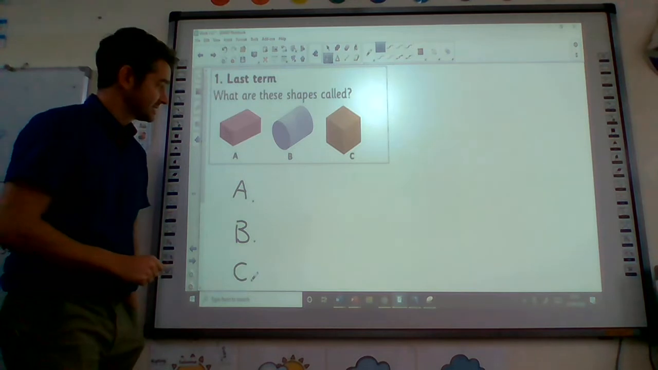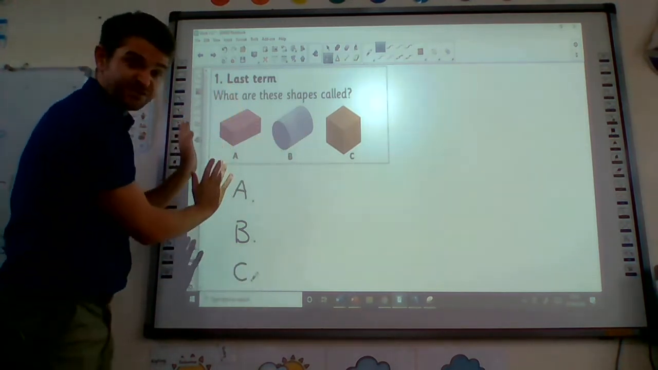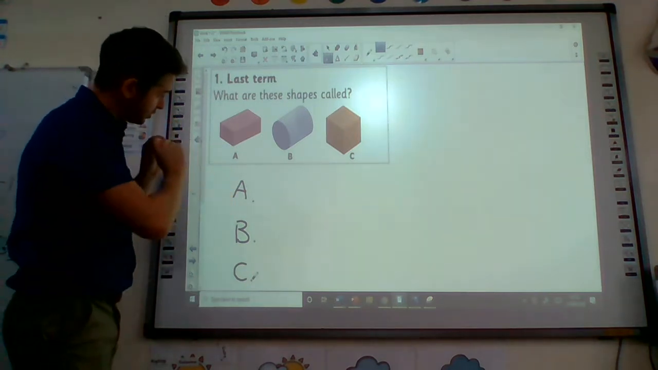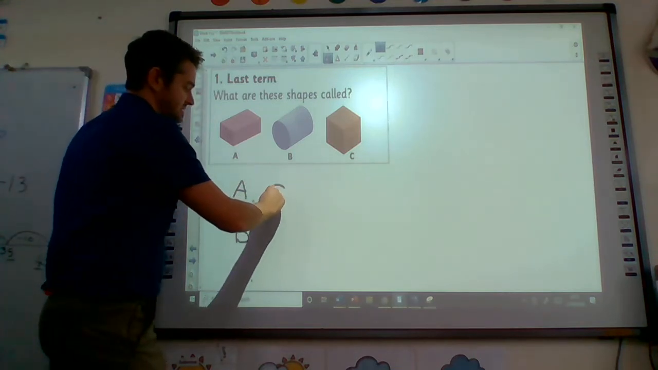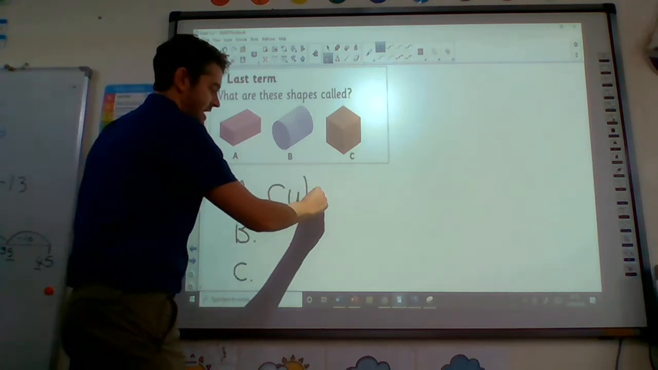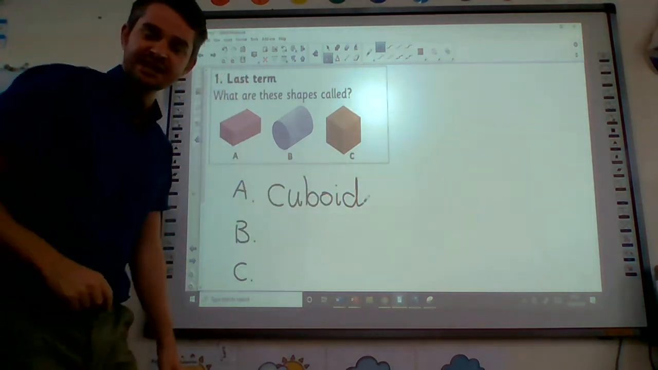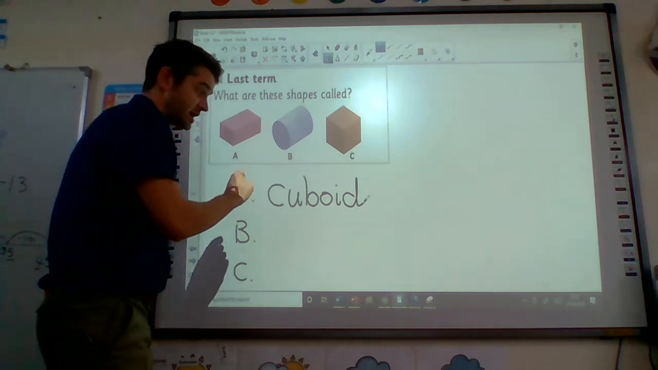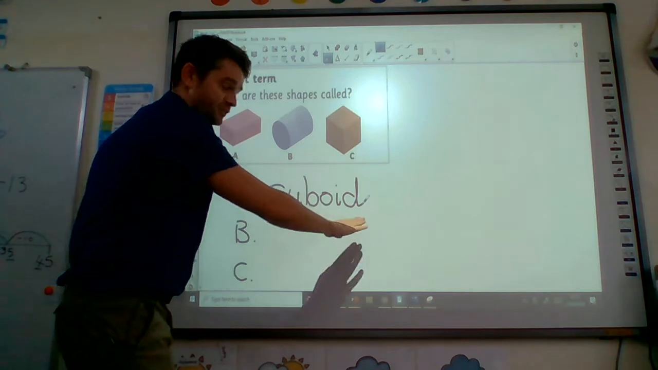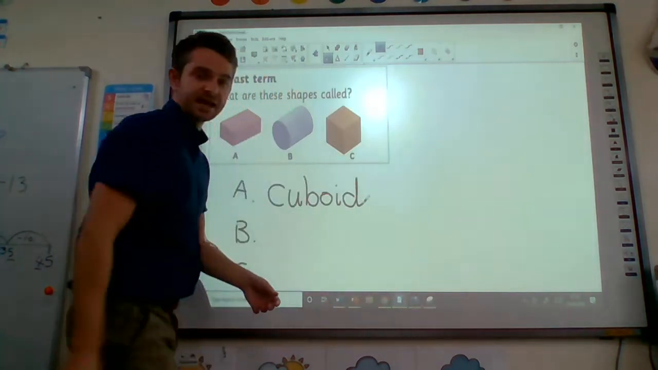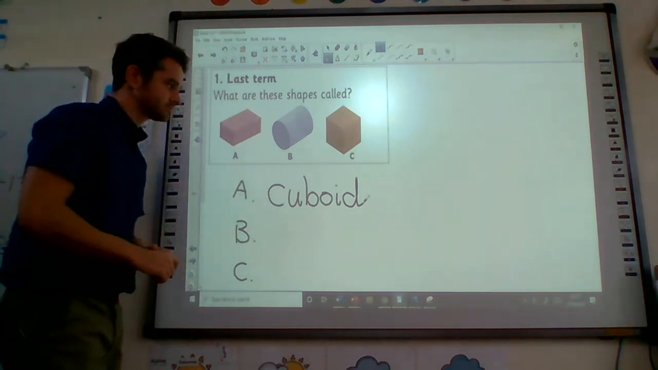Okay, A. A it's quite a long shape. Not all of its faces are the same. They're all flat faces. This shape is a cuboid. If you wrote cuboid, give yourself a tick. If you need to change it, make sure you leave your first answer there. Don't erase it. Leave your first answer and write the correct answer next to it. That way I can see who needs extra help with 3D shapes.